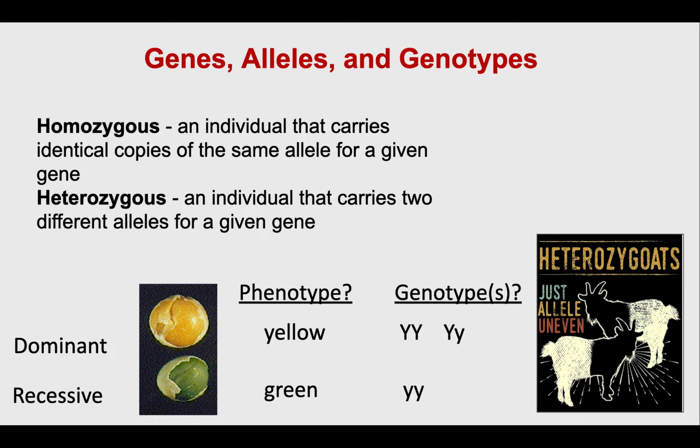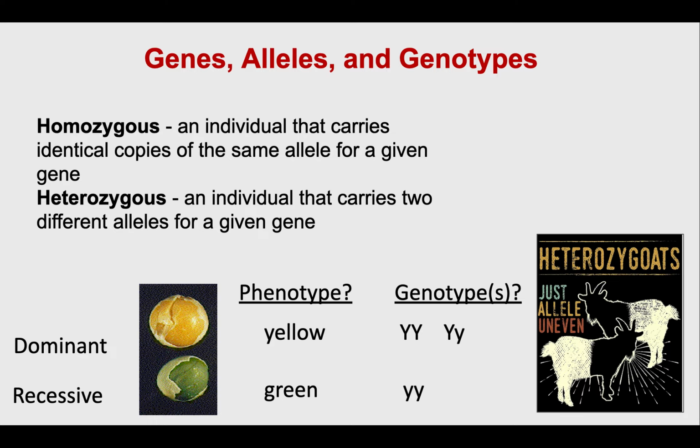So I put the answers up on the next slide here. When we look at the genotype, we have different words that we can characterize for each of them. If we're big Y or little y, we are homozygous. We are an individual that carries identical copies of the same allele for a given gene. We either have both recessive or both dominant.